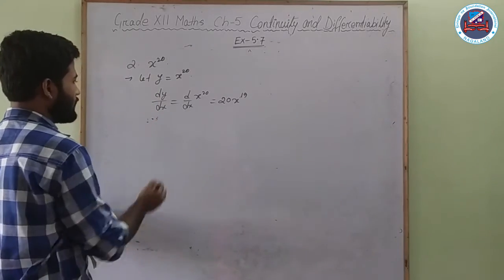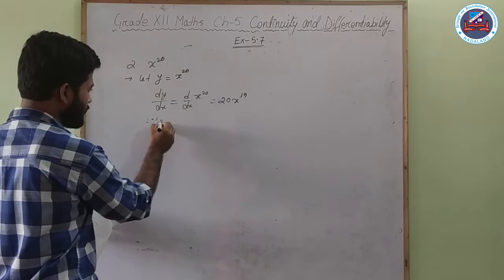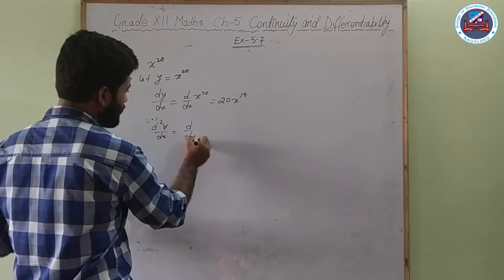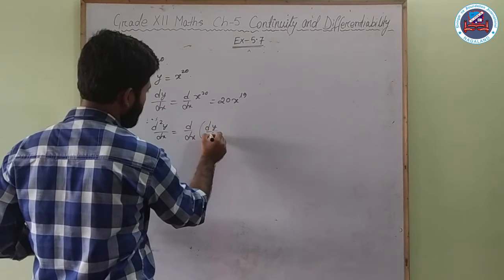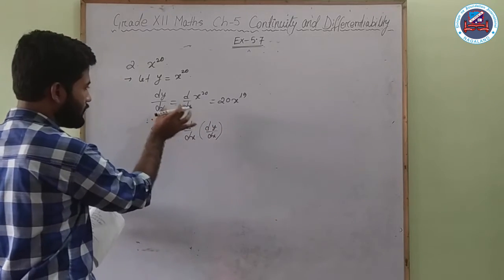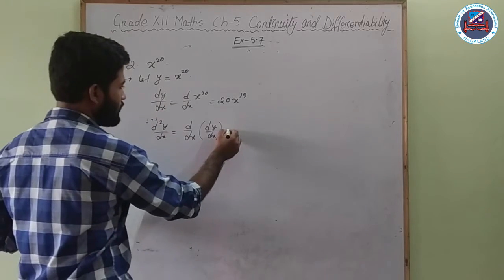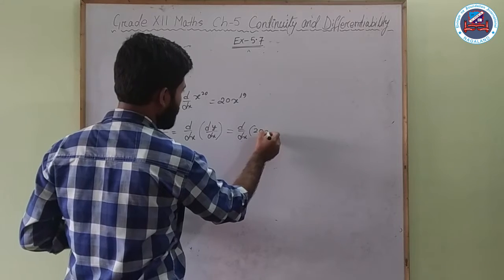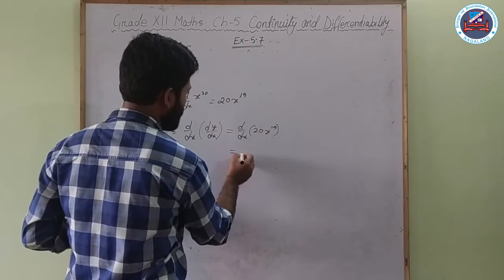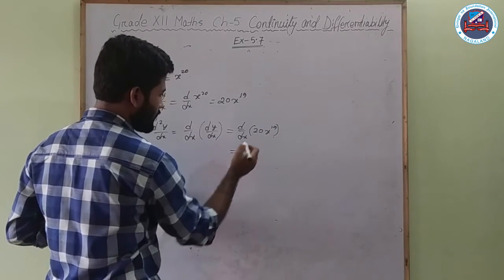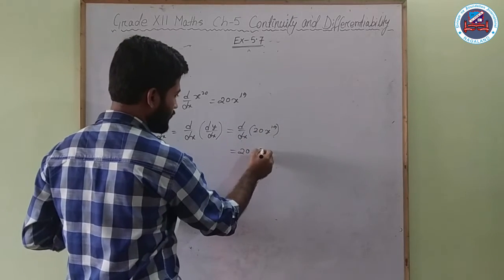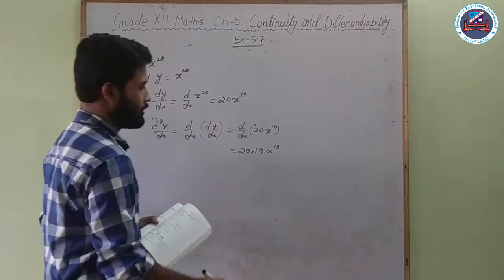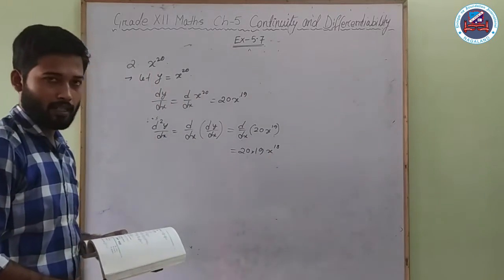Now this is our first derivative. So what about the second derivative? That is d square y by dx square. That will be equal to d/dx of y. That means we have to take the derivative of this again. So this means d/dx of 20 x to the power 19. So this will give us, we have the constant out, so bring the 19 here again. So 20 into 19 x to the power 19 minus 1, that is 18. So this is the result of our second derivative.